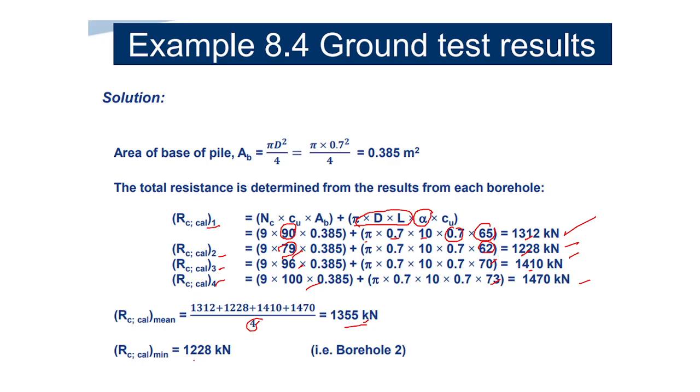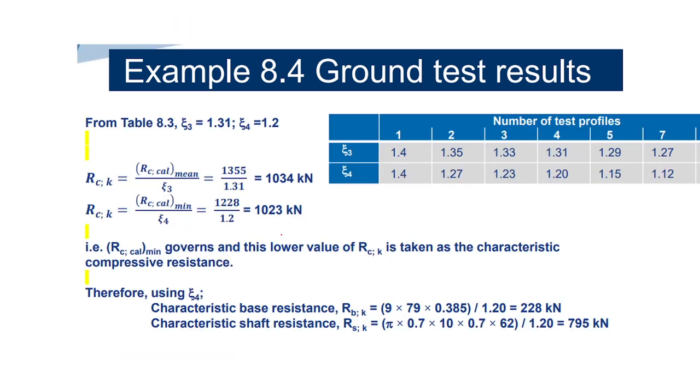And then the mean or the minimum, you see the minimum is at the location of borehole 2. Okay, that is on borehole 2. We need this one, as we are going to calculate this resistance. Okay, this is the table. Now we see we have 4 values of our piles, or test profiles I should say.